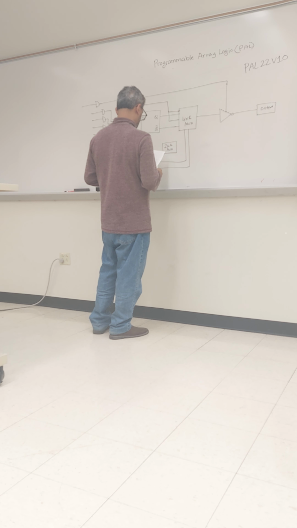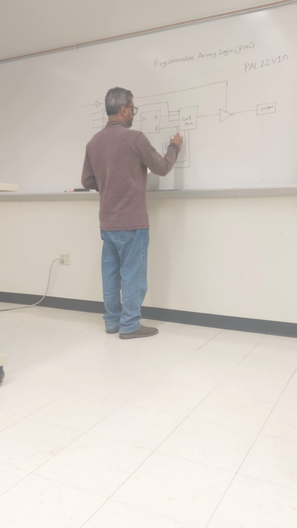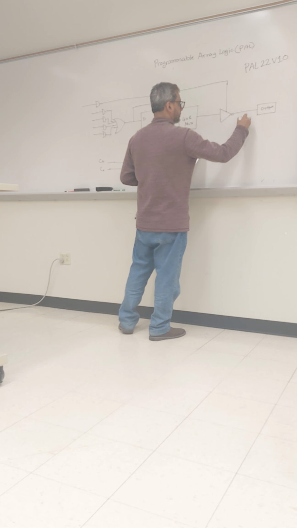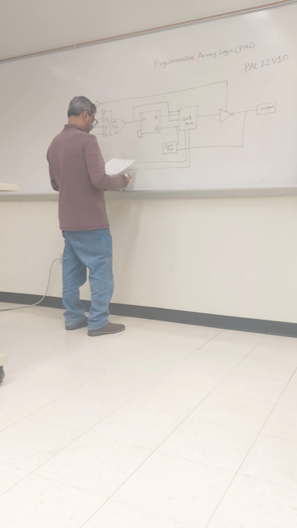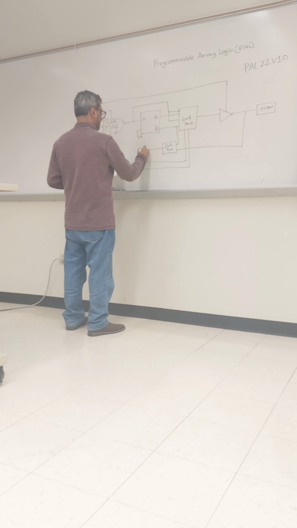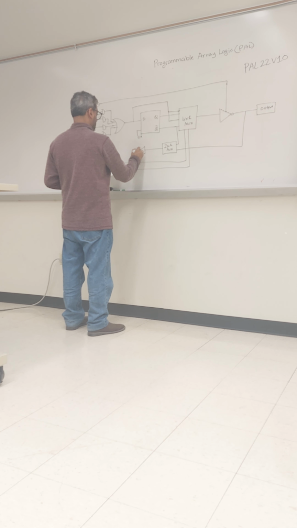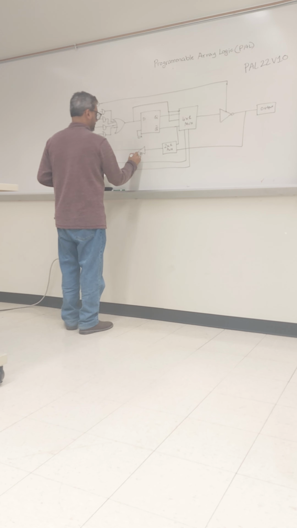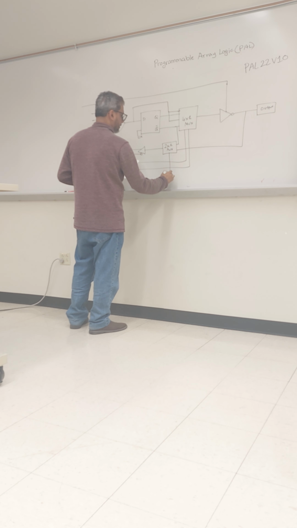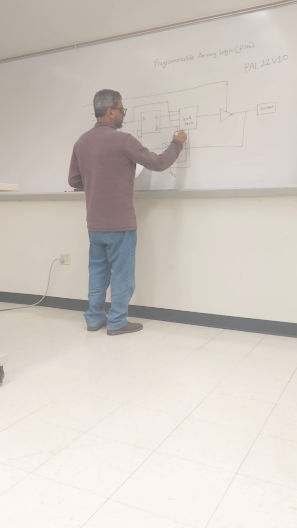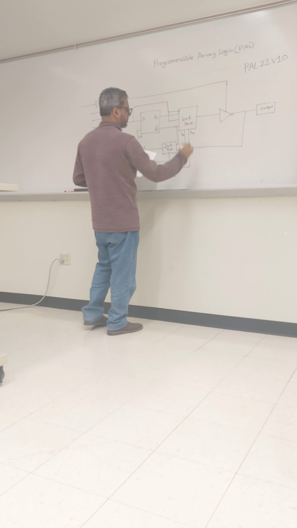The 2 into 1 mux, one of the inputs is coming from Q bar, another input is coming from this one for the feedback. Then it is given to this buffer circuit. So it has also a selection line. See, so this is S1, this is S0.